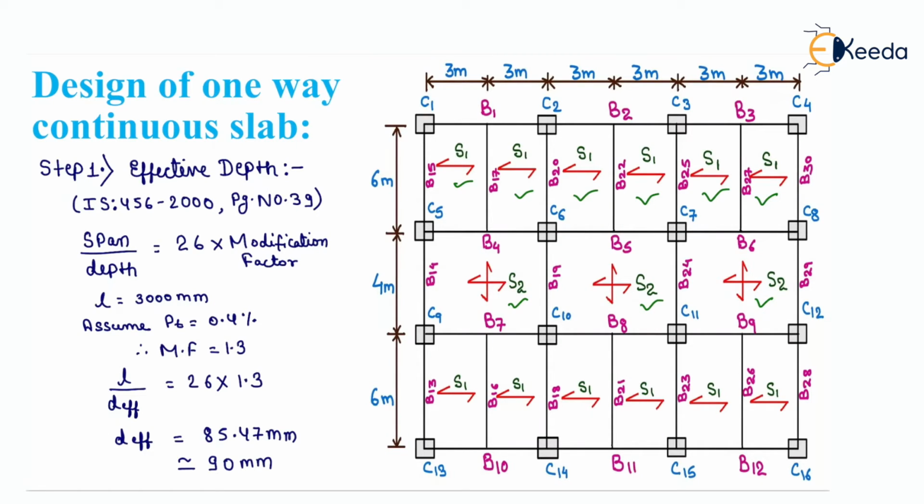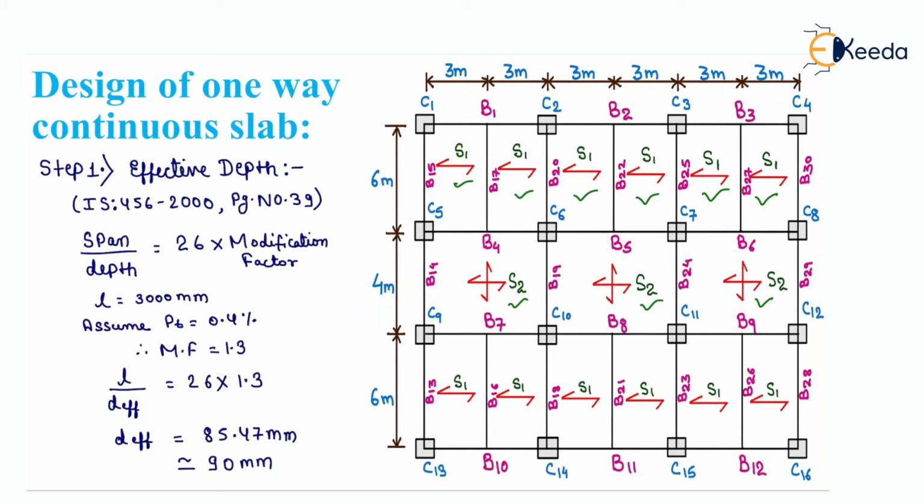According to this floor plan, two types of slabs are there, that is one-way slab and two-way slab. Therefore, first we will design the one-way continuous slab. Step number 1, effective depth. Effective depth is calculated according to IS 456-2000, page number 39. This is used for finding the effective depth for a one-way slab.